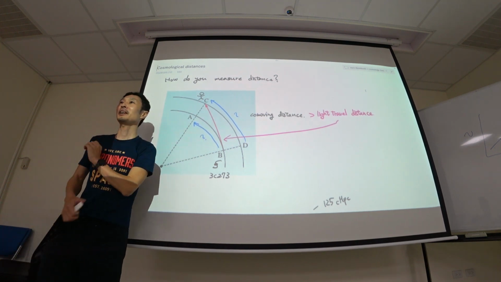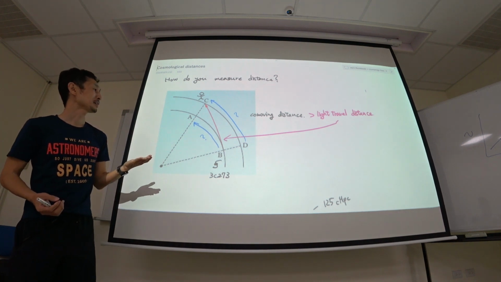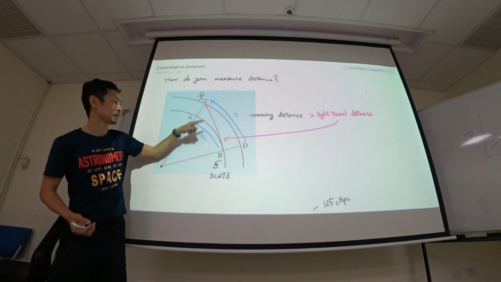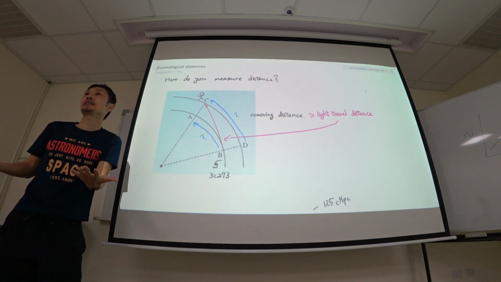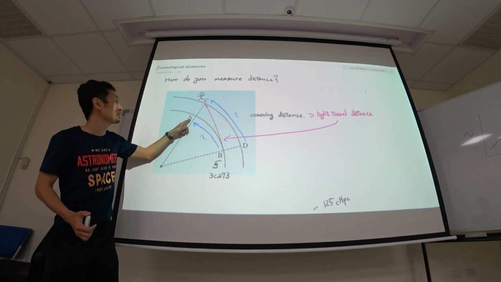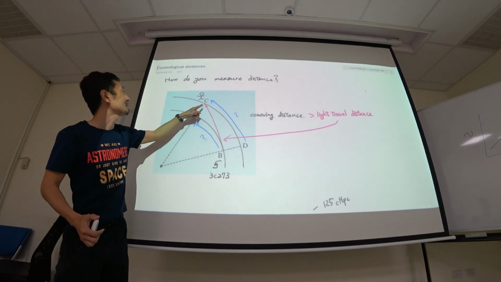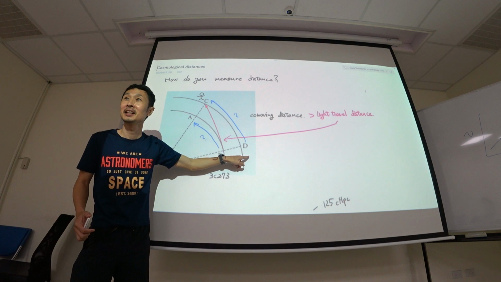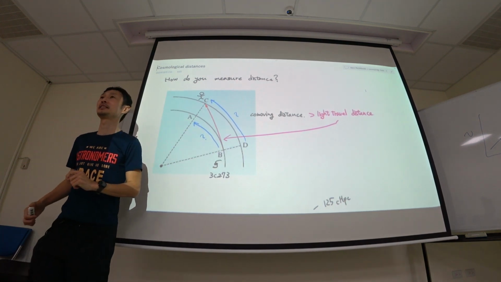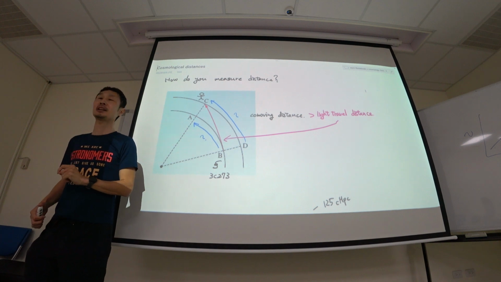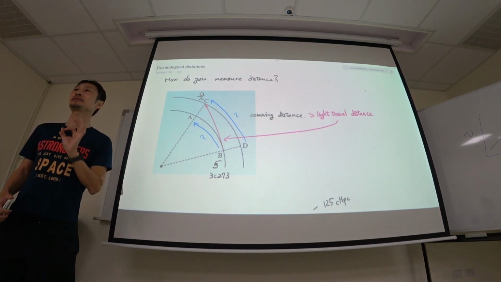Okay, now I have a quiz for you. We want to measure the distance between myself and this distant galaxy. How do we measure distance? Is it the distance between A and B, or C and D, or C and B? You have 3 seconds to think.